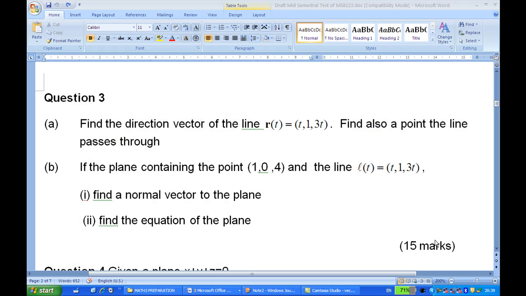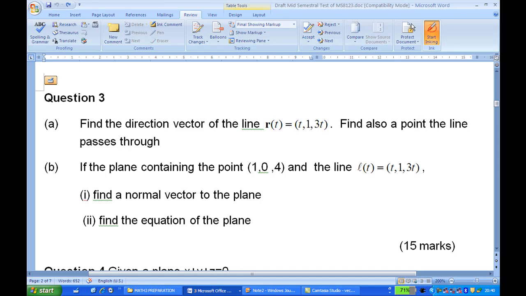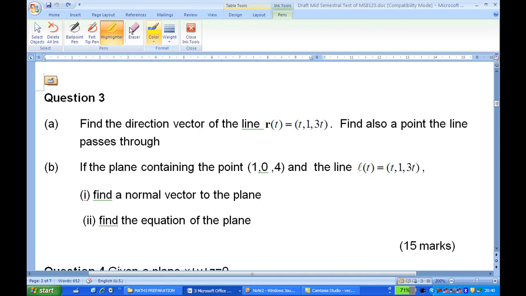For this recording, I will show you how to do year 2009 semester 2 MST question 3b part 1. We are given a plane passing through the point (1, 0, 4) and the line (t, 1, 3t) as in 3a. The first part of B is to find the normal to the plane, and this is what we are going to find.